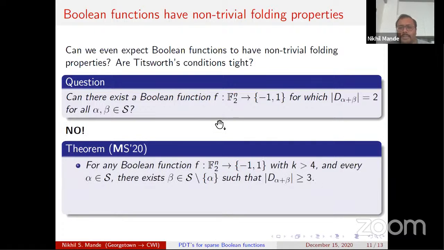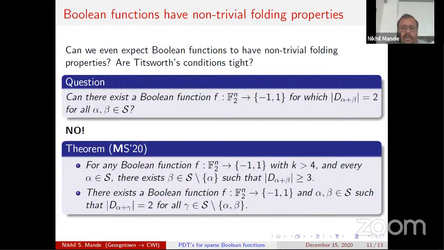In fact, we have something slightly stronger. For every alpha in the Fourier support of F, there must exist another beta such that alpha plus beta has equivalence class size at least 3. That is, every element participates in an equivalence class of size at least 3. And we have some sort of a tightness result for this as well.